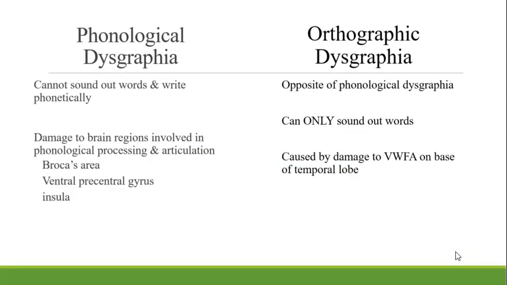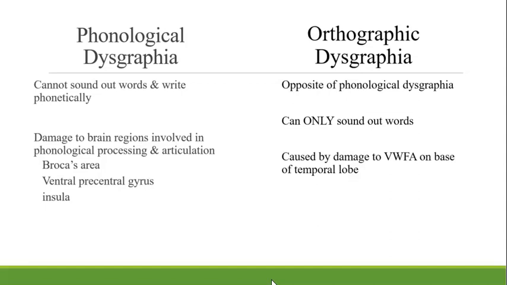Finally, we have phonological dysgraphia and orthographic dysgraphia. Now remember, dysgraphias are difficulties with your writing. So with phonological dysgraphia, as it sounds, we have a difficulty with sounding out words again. So we can't sound out words and write them phonetically. Because of this, people with this sort of dysgraphia have difficulty writing unfamiliar words, or pronounceable non-words. Now, phonological dysgraphia is caused by damage to brain regions involved in phonological processing and articulation, and these include Broca's area, the ventral precentral gyrus, and the insula.